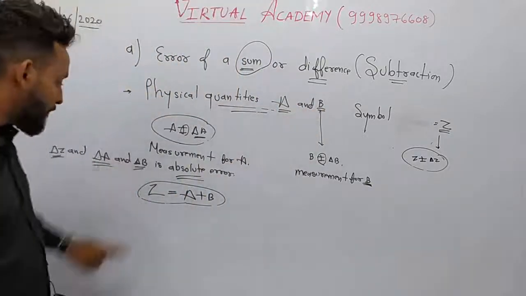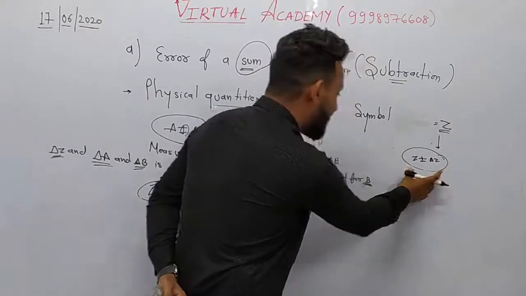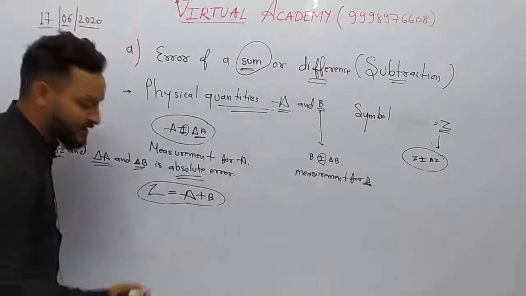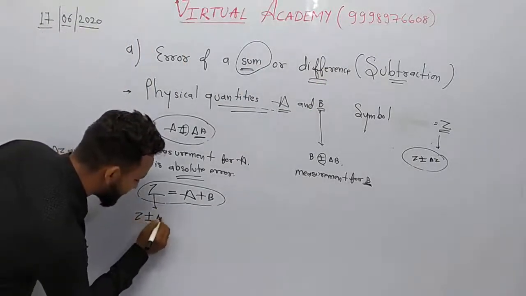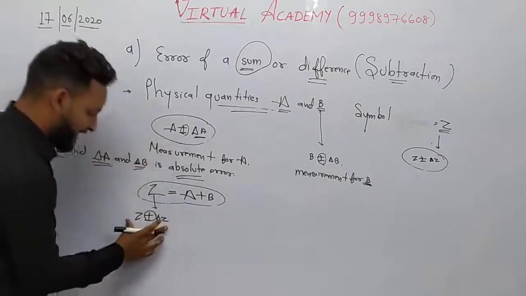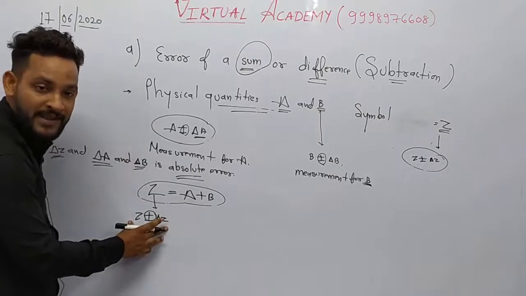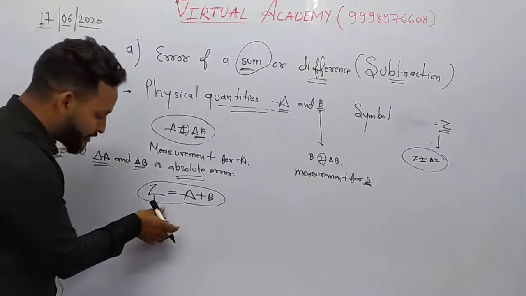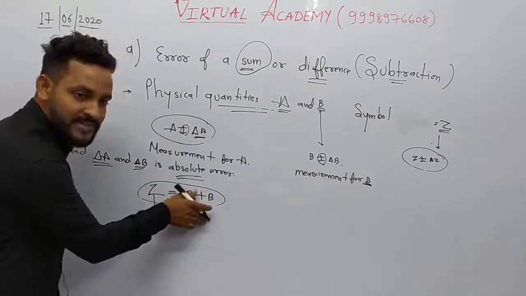The addition of errors. So for Z, if we are adding absolute error in terms of Z, then what does that equation become? Then it becomes Z plus minus delta Z. Now what is plus minus? It is indicating that absolute error may be positive and absolute error may be negative. Our absolute error delta Z may be positive and negative. Same for A and B.